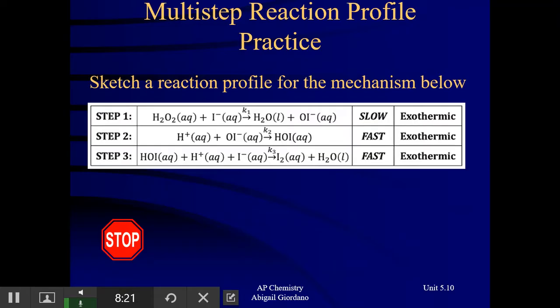So what I want you to do is to pause your video and try this problem. You are asked to sketch a reaction profile for the mechanism below. For each elementary step, you're told whether it's endo or exothermic, so that'll give you in general what shape each step should have. You're also given speed information, and we can see that step 1 is the slowest step. So I want you, on a scratch piece of paper, to try sketching out what the shape of this curve might look like. Let's see how you did.